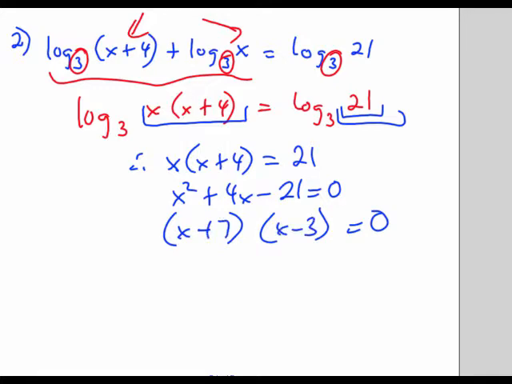If I couldn't factor, I may have to use the quadratic formula. So x is negative 7 and x is 3. These are potential solutions. I need to go back and see if these are possible. If I put negative 7 into here, negative 7 plus 4 is the log of negative 3. I can't log negative values, so I'm rejecting that.